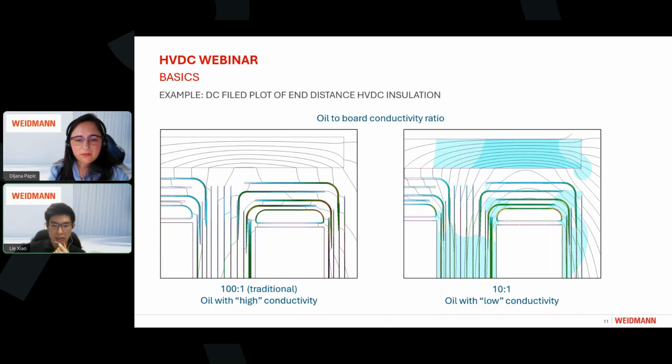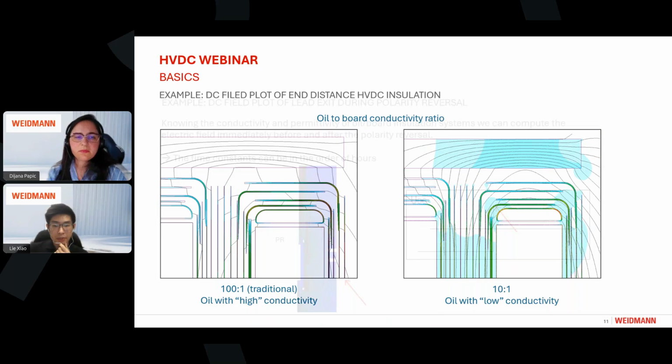Conductivity is not a constant, and it is a nonlinear function of the temperature and also the field. So here compares the influence between different conductivity ratios for the field distribution. You can see on the left side that if the ratio is 100 to 1, more fields are concentrated inside the board. Next page, please.